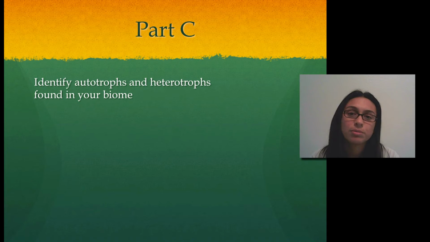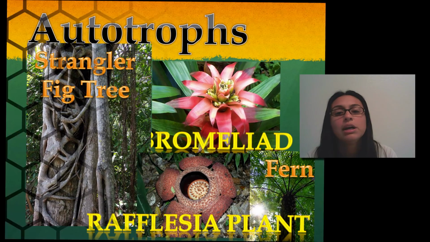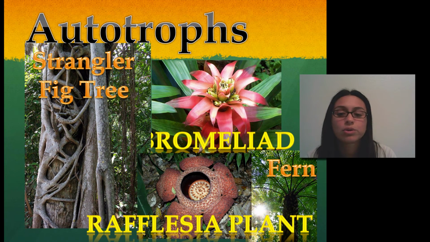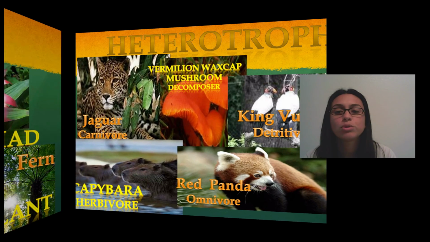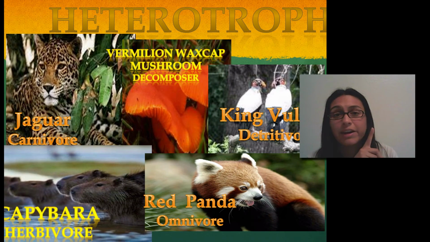All right. For part C, you're going to identify autotrophs and heterotrophs that are found in your biome. Again, these should be plants and animals found in your biome, not some other biome. Okay? And of course there's going to be overlappings, but you want to focus on your biome. So, for example, here are autotrophs that you might find in a rainforest, and you'd get the pictures and then name those autotrophs.